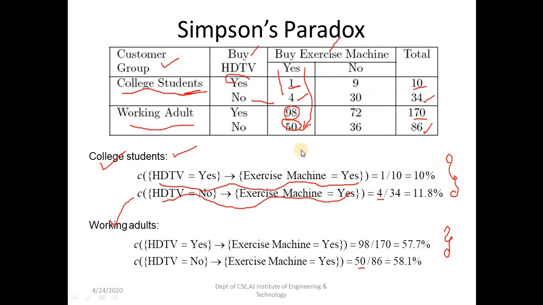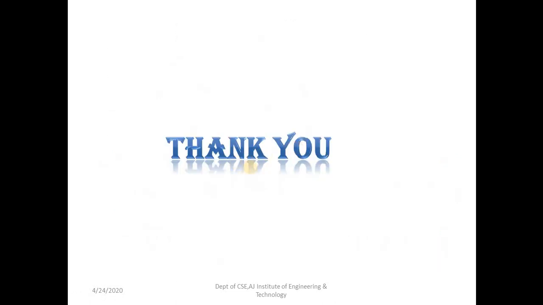Okay, so that was about Simpson's paradox. So we are ending the third module. This is the end of the third module.